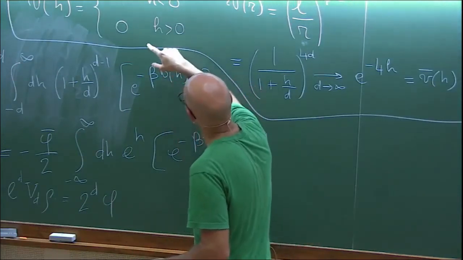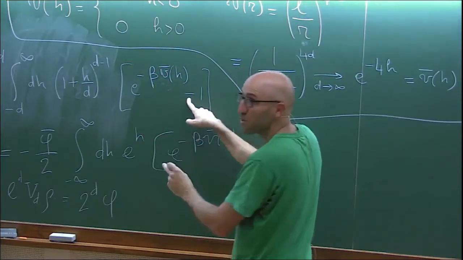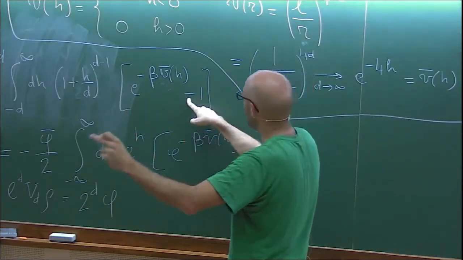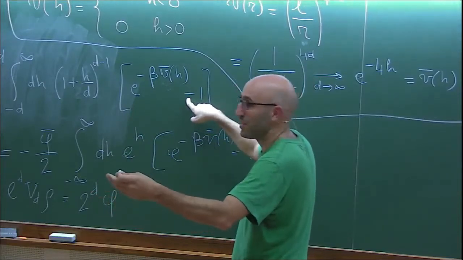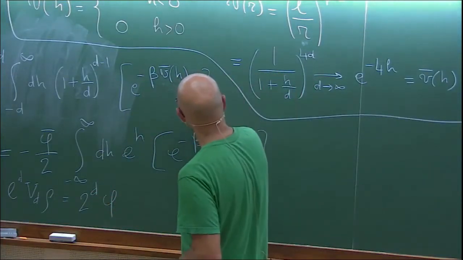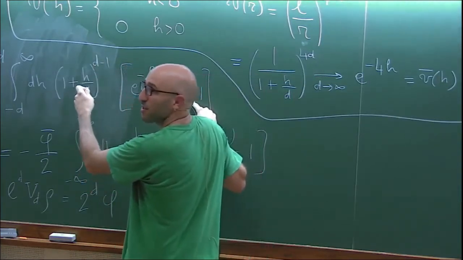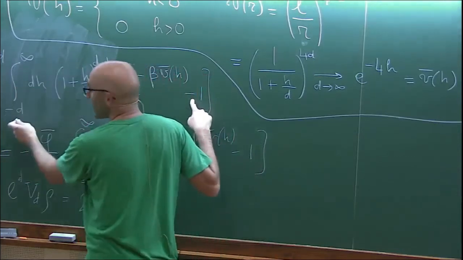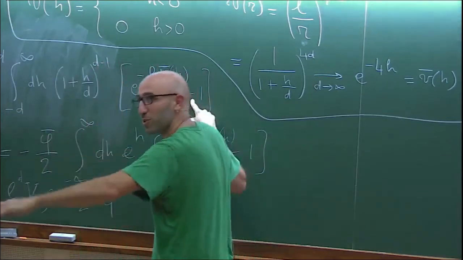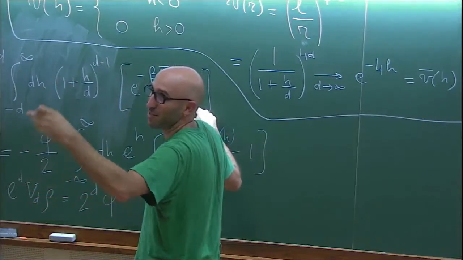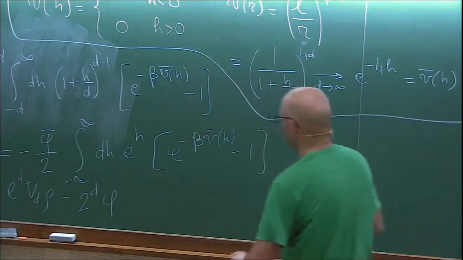So for hard spheres, this function is 0 for h positive, and it is -1 for h negative. For h negative, this term is exponential of h, and so even though this integral is cut off by -d, the exponential of h goes to 0 very fast when h is negative. So I don't need the tail. It's not going to be dominated by the tail. You can check.